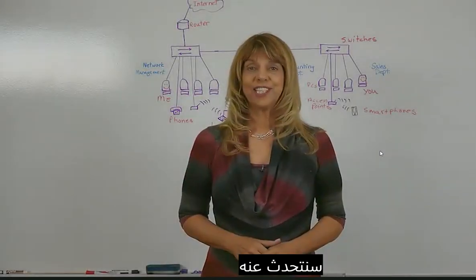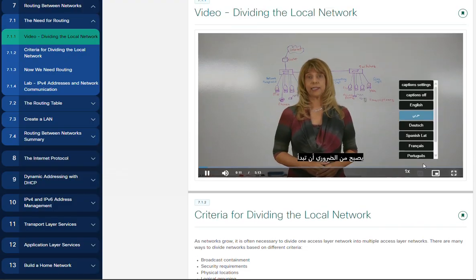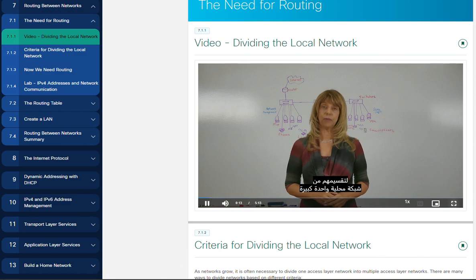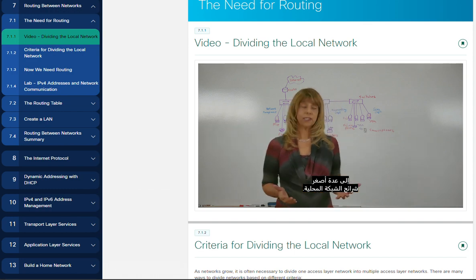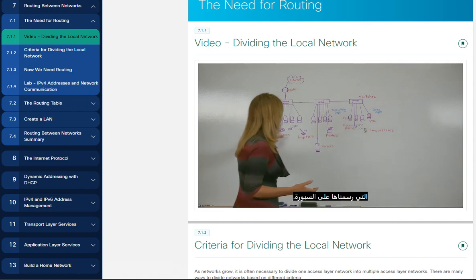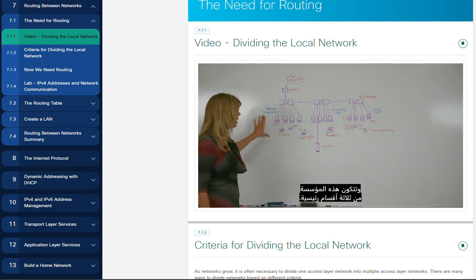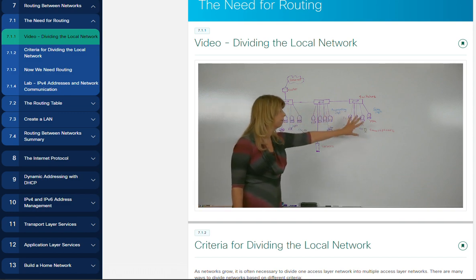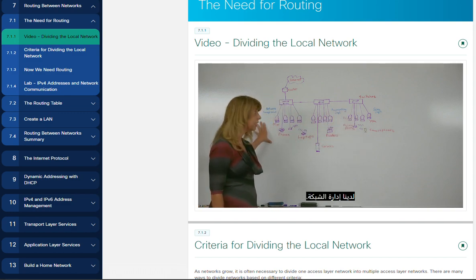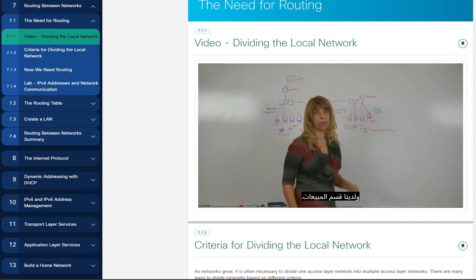In this lesson, we're going to talk about how, as networks grow, it becomes necessary to begin to divide them from a single large local network to multiple smaller local network segments. Let's look at our enterprise here that we had drawn on the board. This enterprise consists of three major departments. We have network management, we have the accounting department, and we have the sales department.